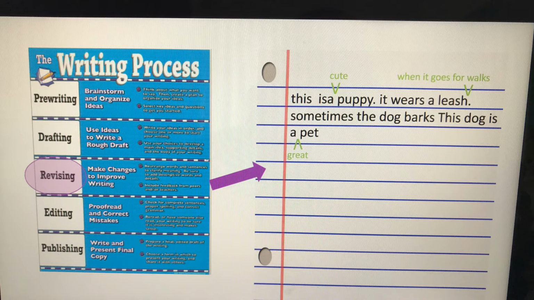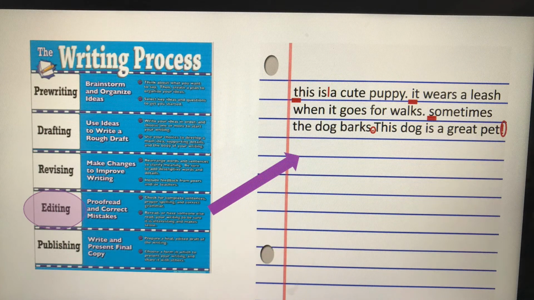And I was more specific about "it wears a leash." I told where it was. It wears a leash when it goes for walks. And then I put "this dog is a pet," but I added another word to make it even better. It says, "This dog is a great pet now." Look at your sentences and see how you can revise them to make your sentences better.